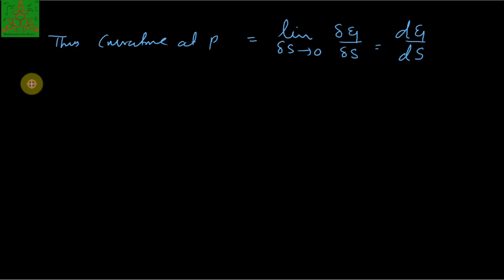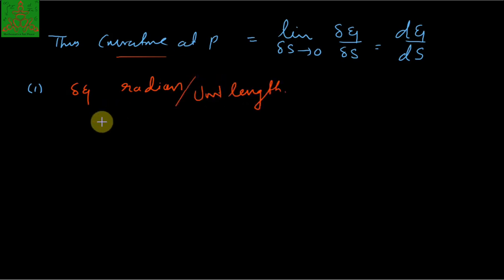We need to make some remarks here. Let us consider the first remark. This delta xi we have measured in radians, and the unit of curvature is radian per unit length. For example, it is radian per centimeter or radian per meter. That way you can have the unit for the curvature.